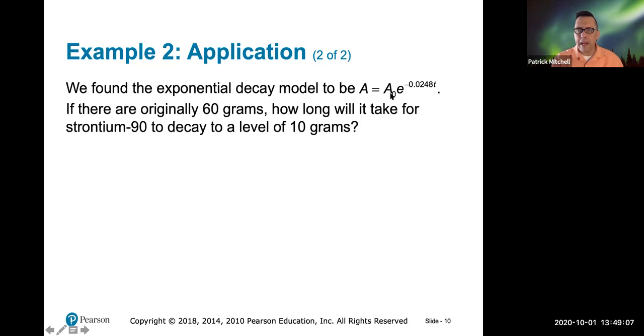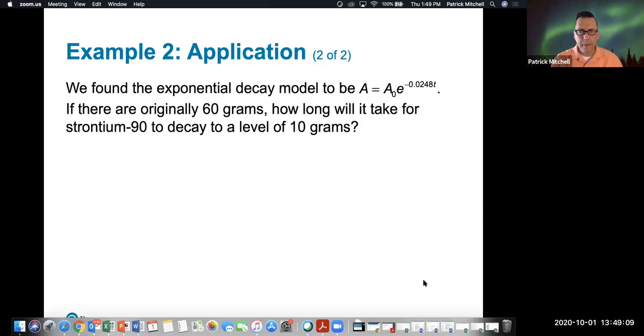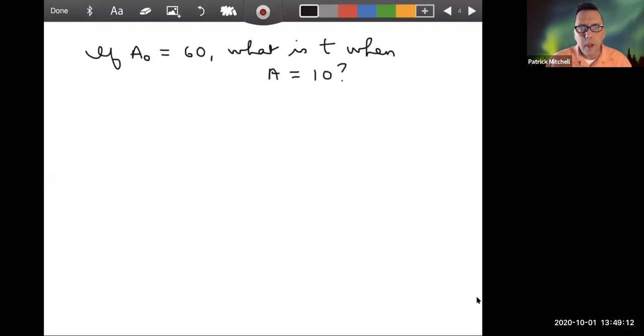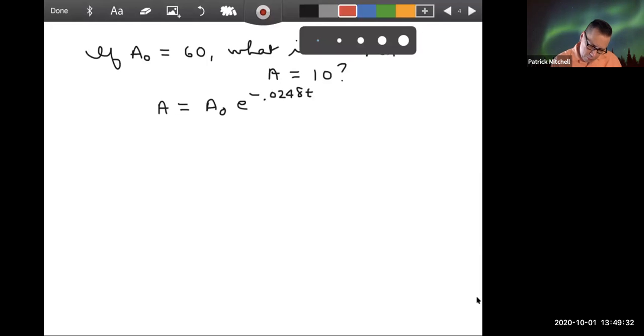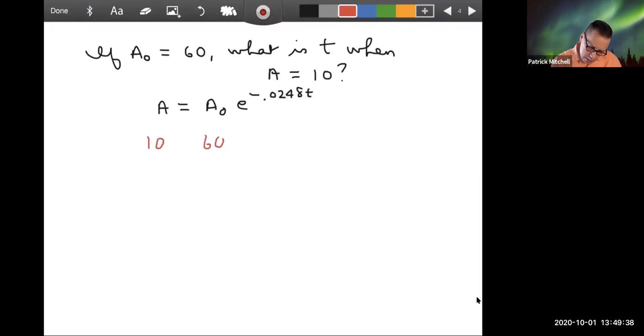All right, so one last time, we'll go back to the tablet. And here's how that translates. So remember, our model was A equals A0 e to the negative 0.0248 t. Okay, so the question is, what is t if 10 is equal to 60 times e to the negative 0.0248 t?